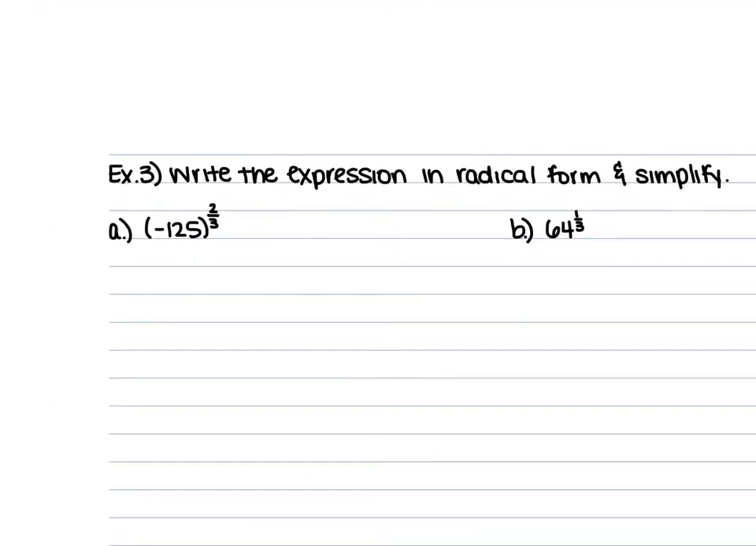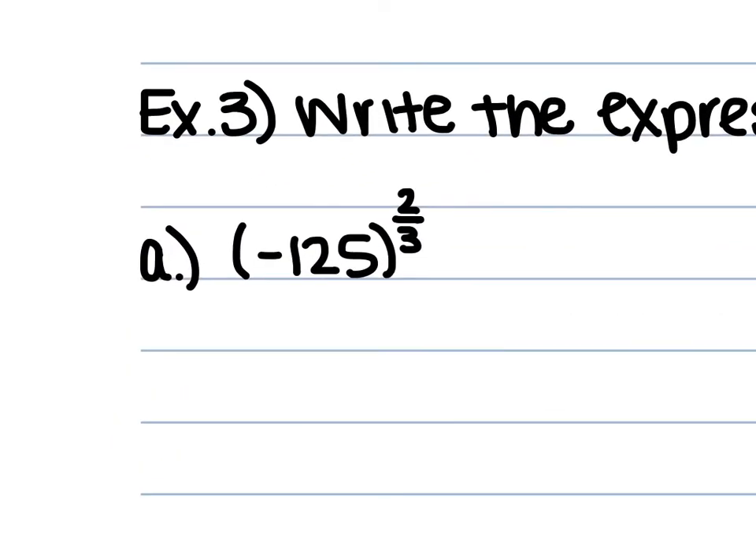If we look at the next set of examples, we're dealing with rational exponents. These rational exponents can be written as radicals. The way that this works is that your bottom number, that denominator of the fraction, is your index. Then your top number is the exponent on the term that it's being raised to. So if we look at example 3a, we have negative 125 raised to the 2/3 power.